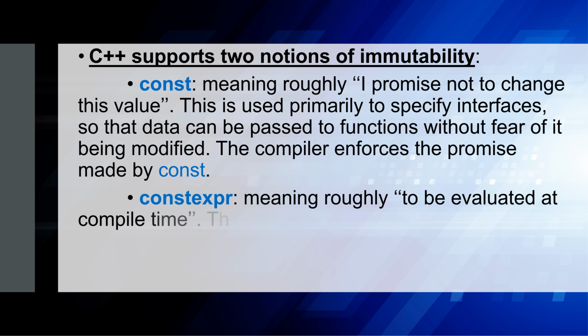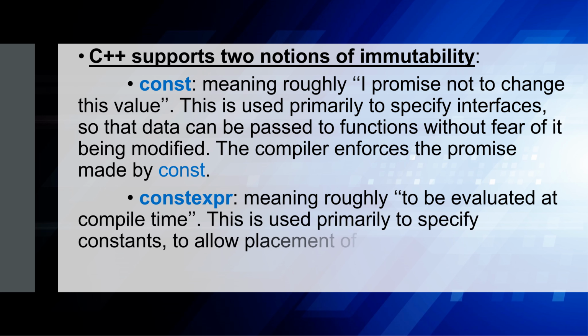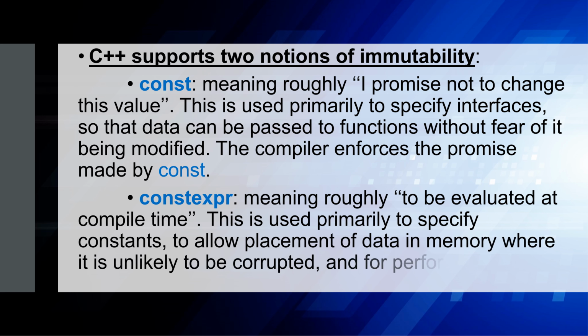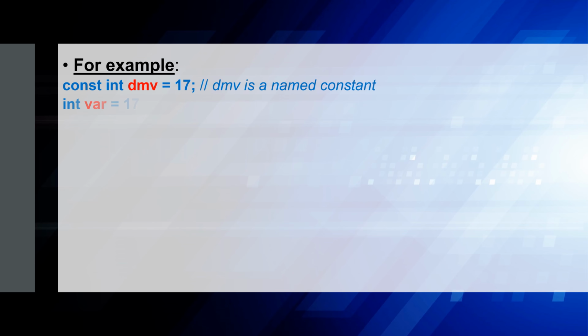constexpr, meaning roughly "to be evaluated at compile time." This is used primarily to specify constants, to allow placement of data in memory where it is unlikely to be corrupted, and for performance. For example, const int dmv = 17. dmv is a named constant. int var = 17. var is not a constant.